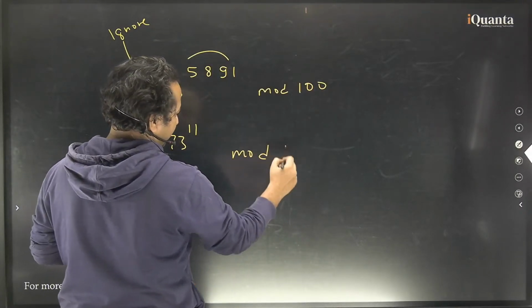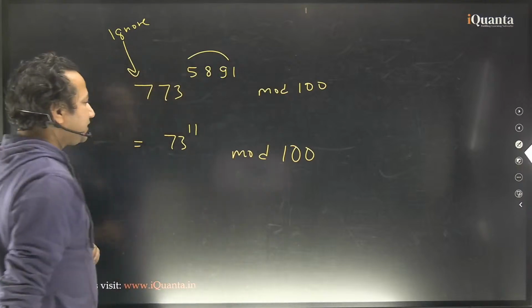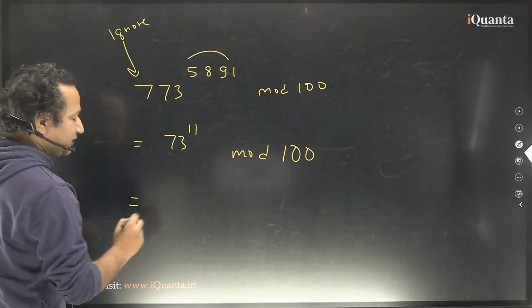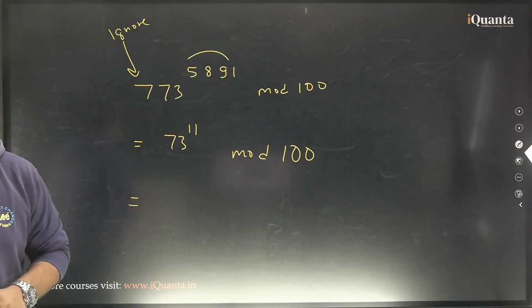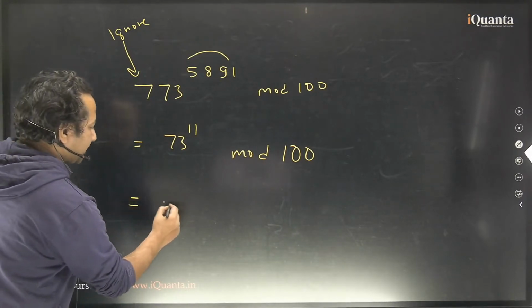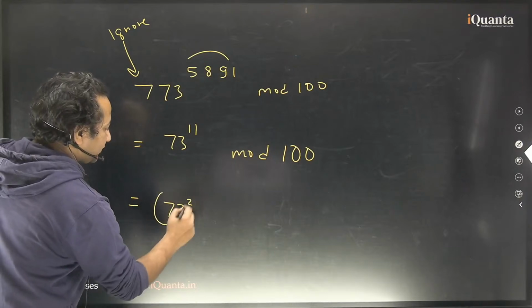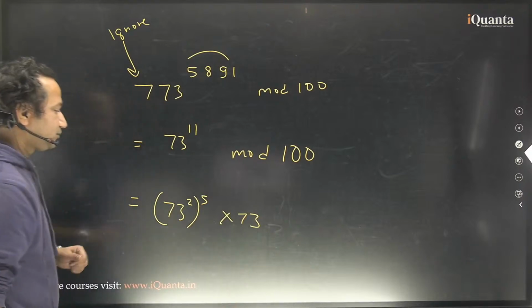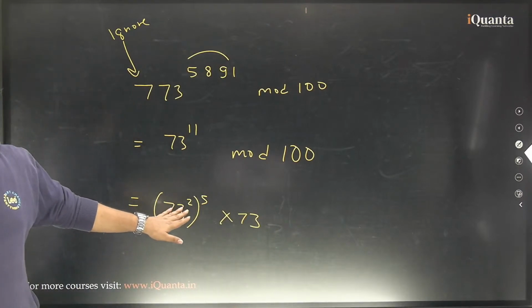So I hope the second step is clear. Now what can we do over here? Now we know how to find squares quite well, and very quickly. So can I write 73 square to the power 5 multiplied by 73? Is that clear? This can be done.